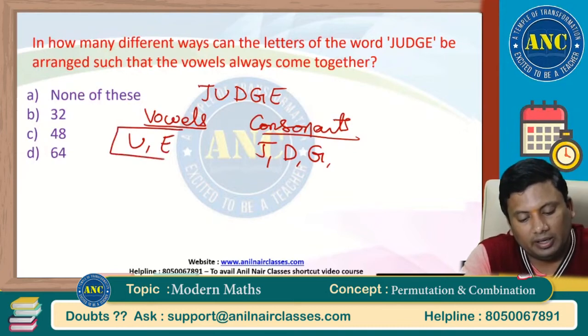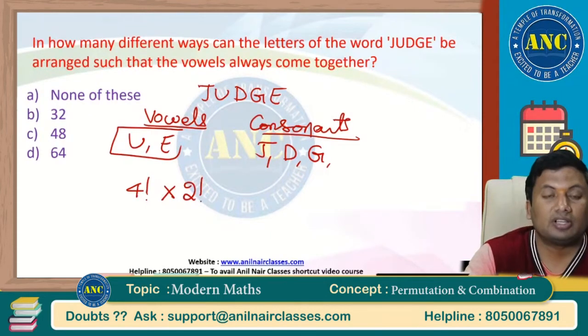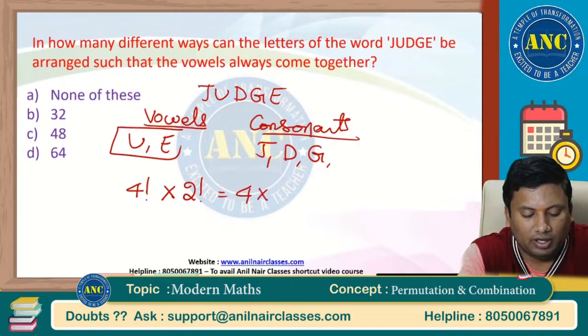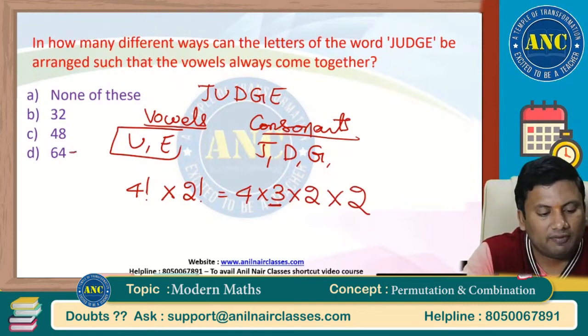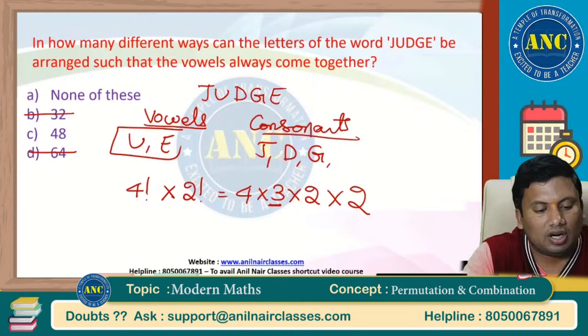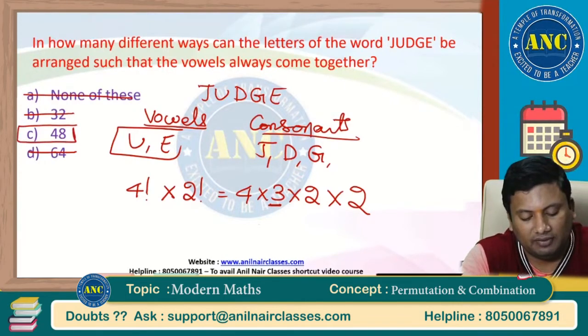If I put the vowels in a bag, 3 plus 1, 4 factorial. These U and E can be arranged among themselves, into 2 factorial. So it is 4 into 3 into 2 into 2. Answer should be divisible by 3. 64 is not divisible by 3. 32 is not divisible by 3. 48 is divisible by 3. Even if you do it, you will get the answer 48.